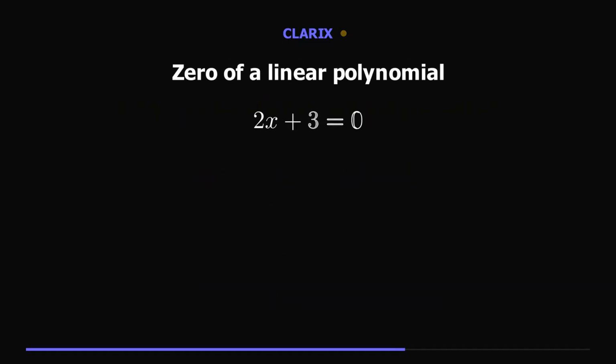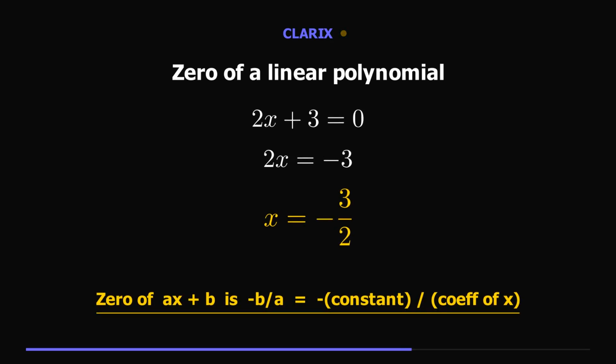Finally, let's actually find a 0, starting with the simplest case, a linear polynomial. Take 2x plus 3. We ask what x makes it 0, so set 2x plus 3 equal to 0. Subtract 3, 2x equals minus 3. Divide by 2, x equals minus 3 over 2. That's the 0. And there's a neat pattern. For any linear polynomial ax plus b, setting it to 0 gives x equals minus b over a. In words, minus the constant term divided by the coefficient of x. So for any linear polynomial, you can write its 0 down instantly.